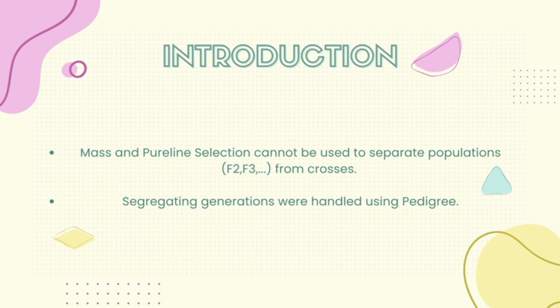Also, identification and propagation of individuals that are homozygous for desirable traits is needed. In segregating generations, individuals are typically heterozygous for various traits, and achieving homozygosity through self-pollination or mating with similar individuals is not straightforward. So that's why segregating generations are handled using pedigree.